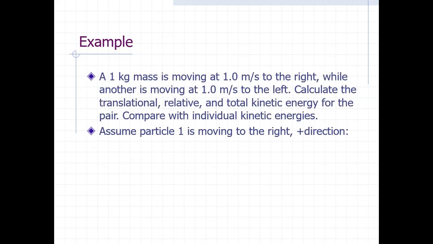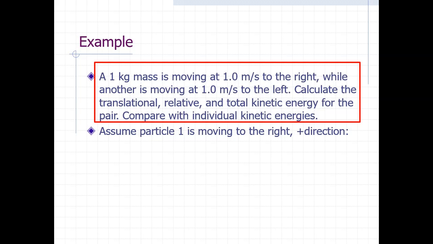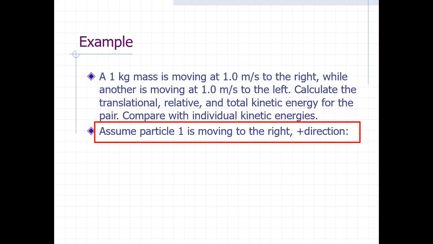Here's an example showing the two ways we could calculate the total kinetic energy of two particles. Suppose we have a 1 kilogram mass moving at 1 meter per second to the right, while another, also 1 kilogram, is moving at 1 meter per second to the left. You can apply what you learned in the previous examples to calculate the translational, relative, and total kinetic energies. Then, compare with the total energy obtained by adding the individual kinetic energies. Assume that particle 1 is moving to the right, and take that as the positive direction. This would be a good time to pause the video. Resume when you're ready to check your answer.